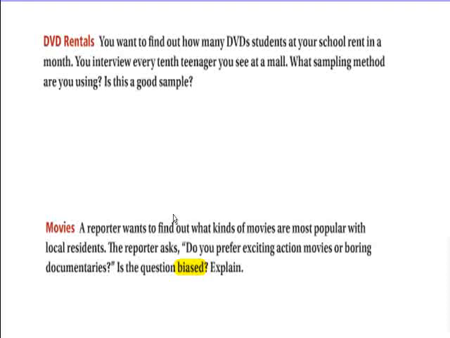So you want to find out how many DVDs students at your school rent in a month. You interview every 10th teenager you see at a mall. What sampling method, so this is question 1, are you using? So if we're picking every 10th teenager you see at the mall, hopefully you're writing before I am. Number 1 is then going to be systematic.